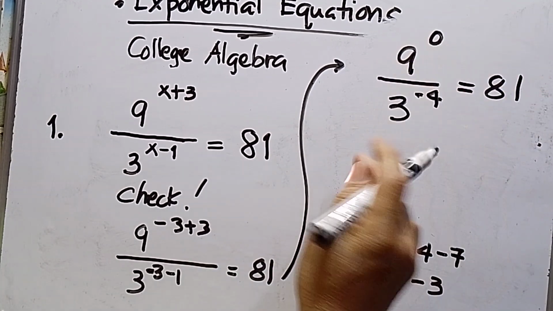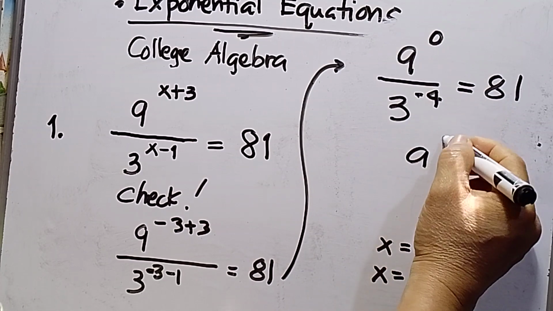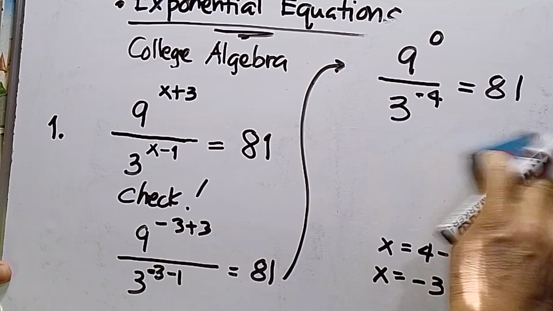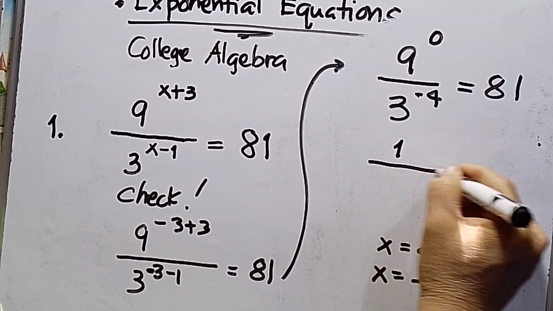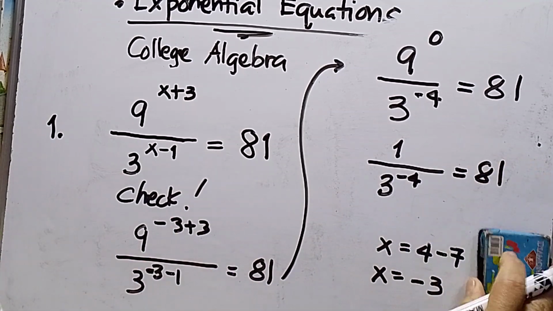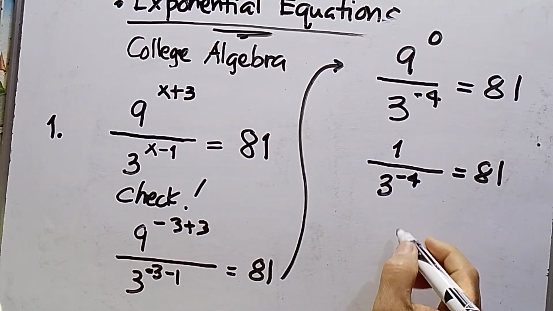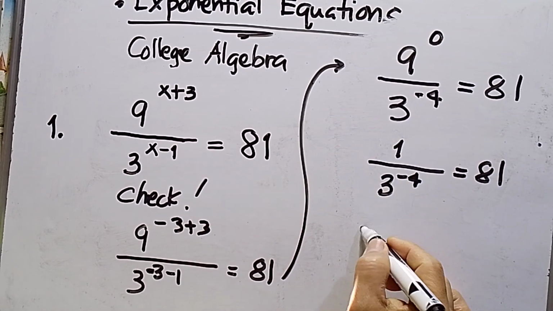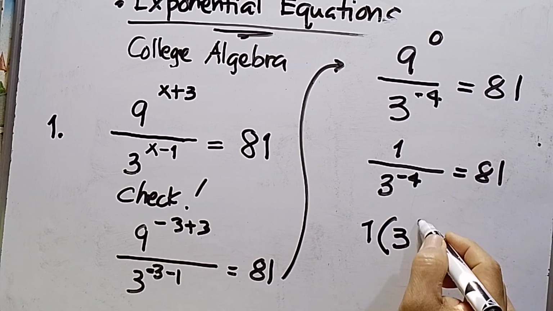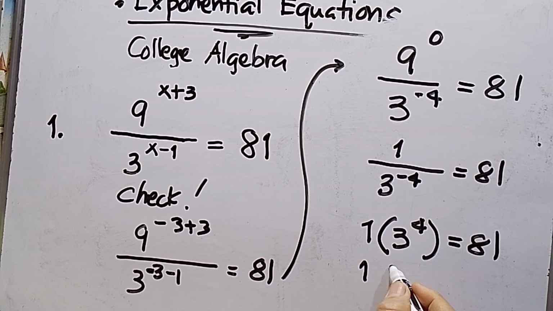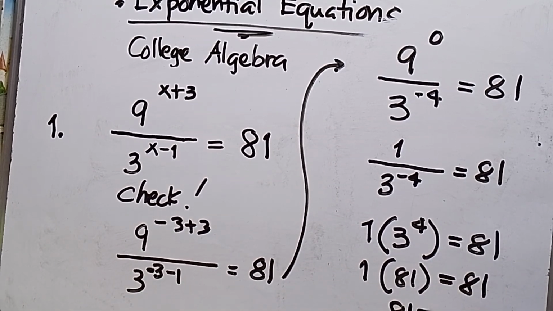So take note, any number or any variable raised to 0 will be equal to 1. So 9 raised to the 0 power is 1. Okay, this will be 3 raised to the negative 4 is equal to 81. So apply laws of exponents. So this will be 1 times 3 to the positive 4 exponent is equal to 81. So this will be 1 times 81 is equal to 81. So 81 is equal to 81.